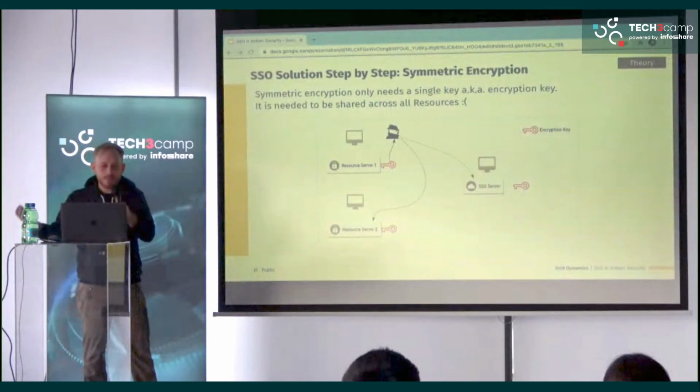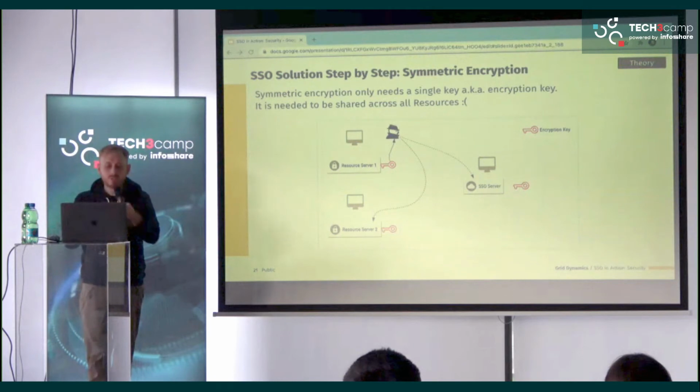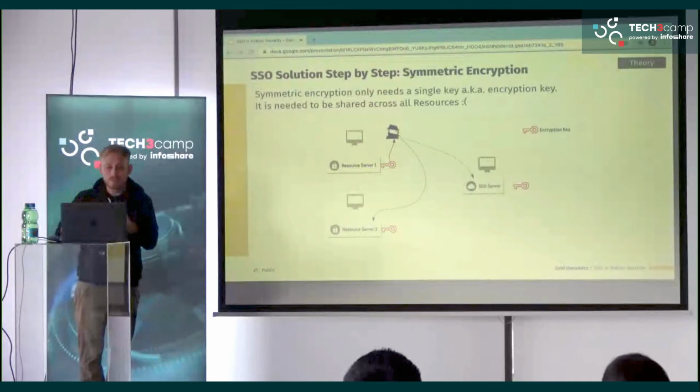And if somebody has access to this particular encryption key, it means that this person is able to create any amount of JWT tokens, and they will have no difference from the tokens issued by the single sign-on server. That's the problem of symmetric encryption, which needs only one encryption key.